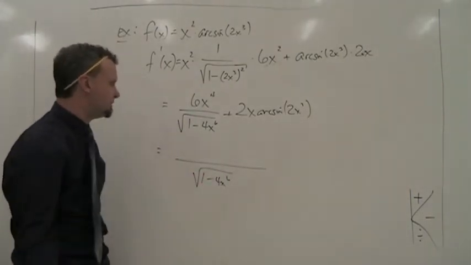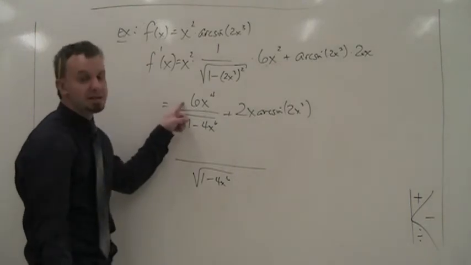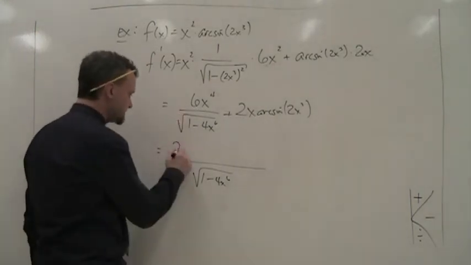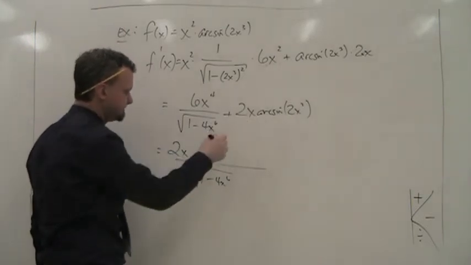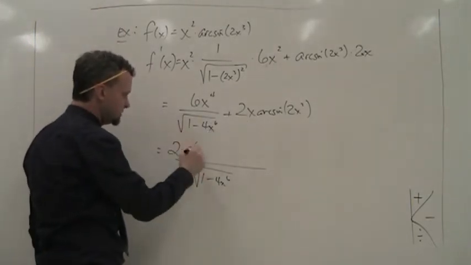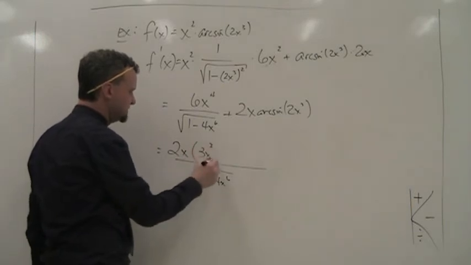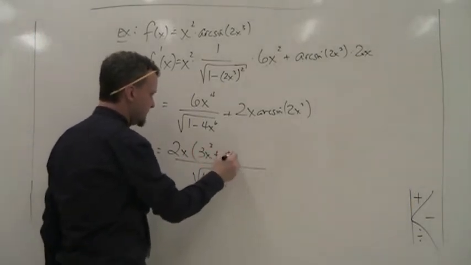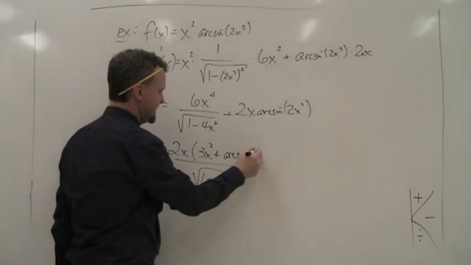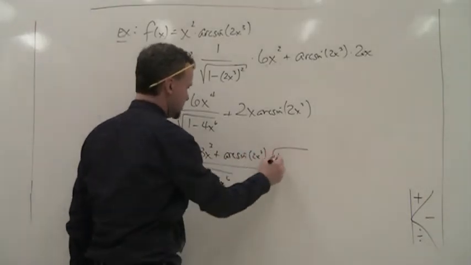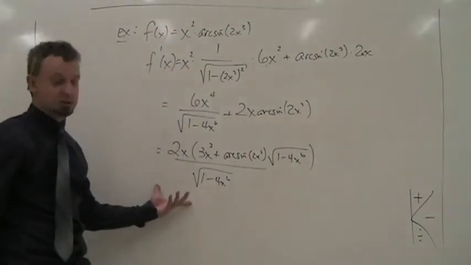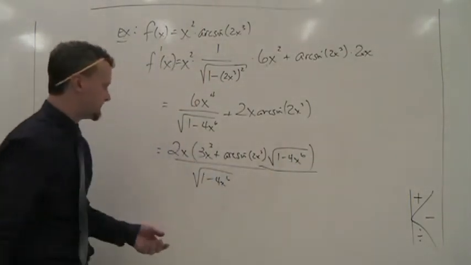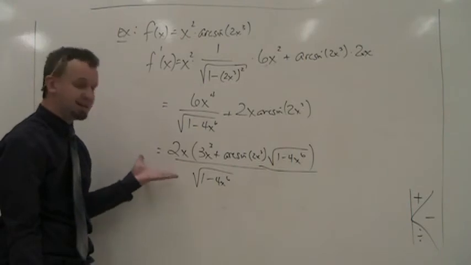I'm going to save myself a little trouble. I'm going to factor out a 2x in the numerator while I'm putting the radical 1 minus 4x to the 6th in this term. So take out the 2x. You're left with a 3x cubed plus arc sine of 2x cubed times the square root of 1 minus 4x to the 6th. And that's the correct answer. All this underneath it. Okay? And that's your right answer.